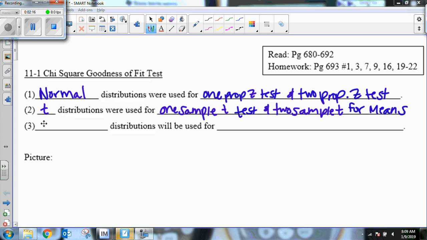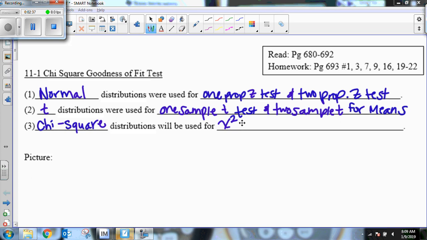The third one we're going to be learning is the Chi Square Goodness of Fit. And yes, I said chi, not chai, it's chi. It's a Greek pronunciation of a Greek letter. So here's the symbol for it. That's chi. It's like a squiggly X. But we actually call it chi squared.